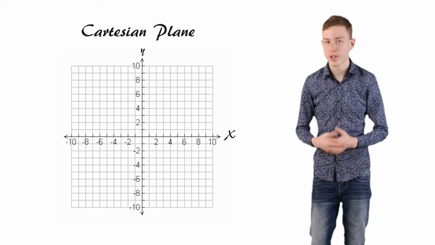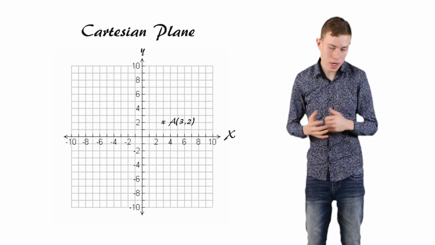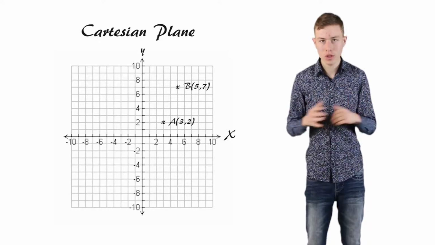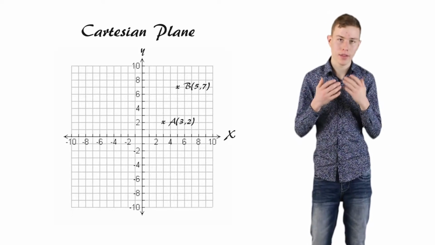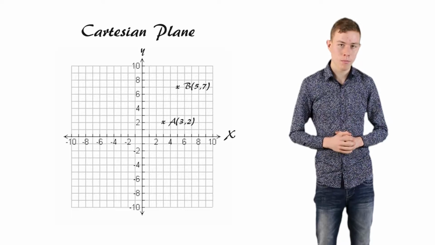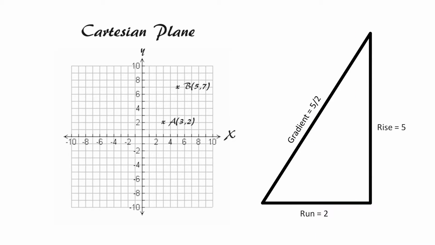Let's transfer this knowledge to the Cartesian plane. Let's have A at (3, 2), and B at (5, 7). The distance across between the 2 points is given by their x values subtracted from each other. Their distance in height is given by their y values subtracted from each other. So we're going to have a run of 5 minus 3, which is 2, and a height of 7 minus 2, which is 5.